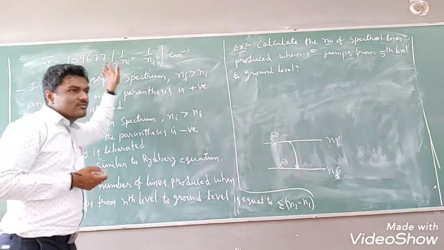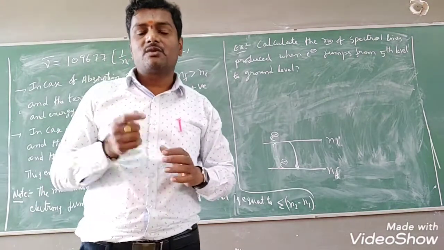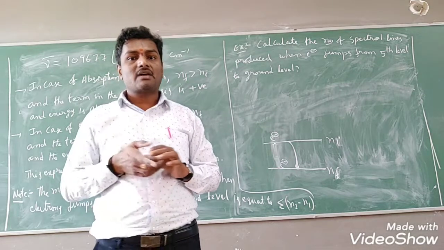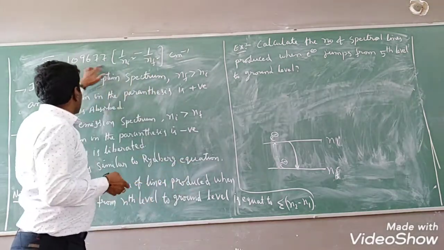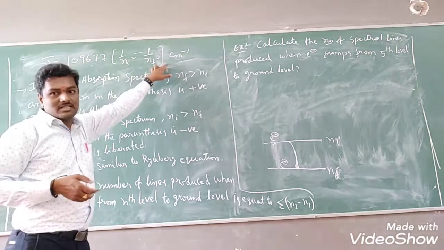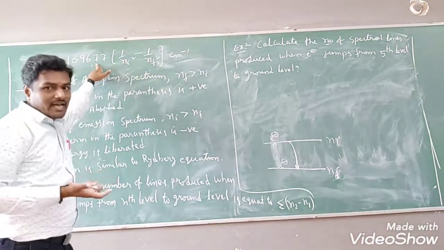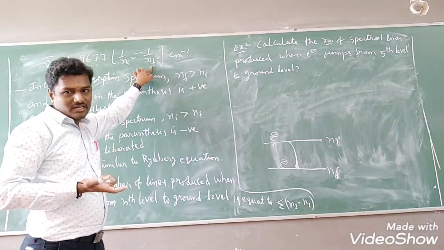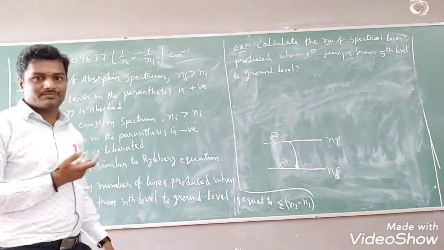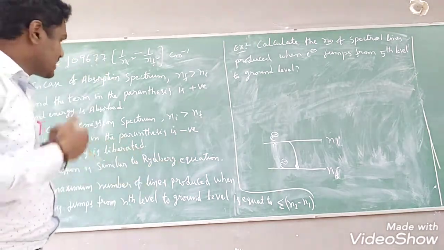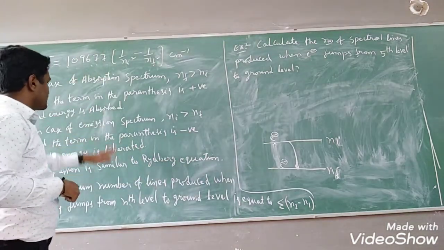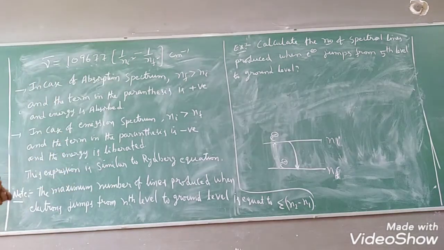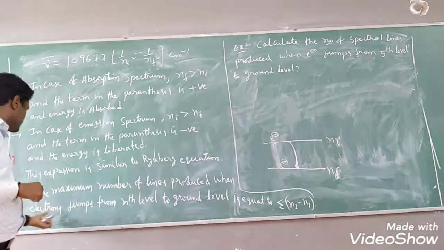This expression is also very similar to the Rydberg equation. What is the Rydberg equation? Nu bar is equal to R into 1 by N1 square minus 1 by N2 square, where R is nothing but 109677 centimeter inverse. In place of this you can also take R. In place of N1, Ni is there, and in place of N2, Nf is there. That is the only difference. So that's why Bohr succeeded in this derivation also, students. It is very similar to the Rydberg equation, so this we can also call the Rydberg equation.